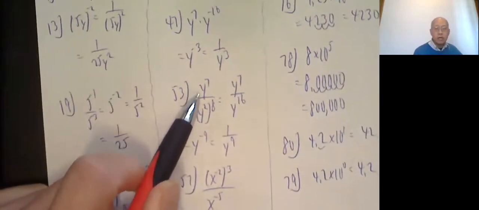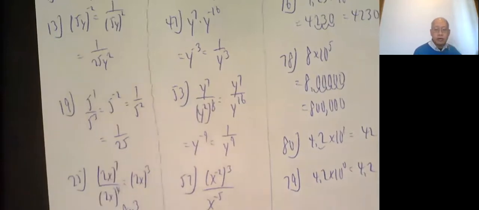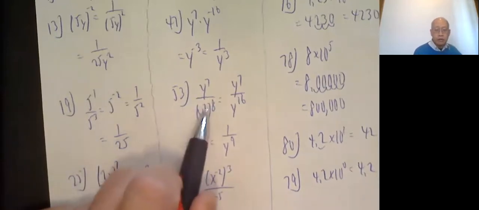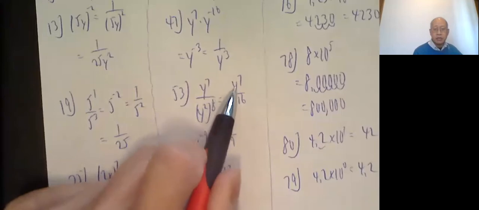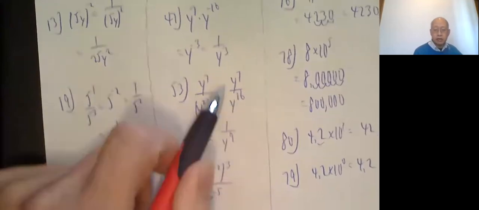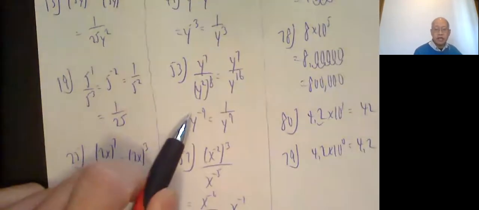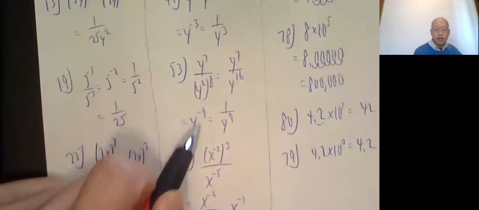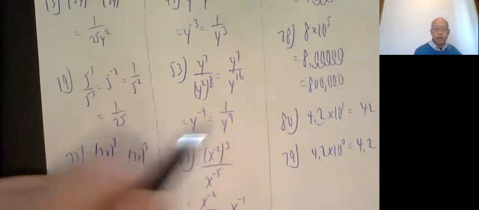Okay, 53, y to the 7th over y squared to the 8th. First, I'll combine these. 2 times 8 is 16. So y to the 7th over y to the 16. I subtract. 7 minus 16 is a negative 9. y to the negative 9. Put this in the denominator as 1 over y to the 9th.